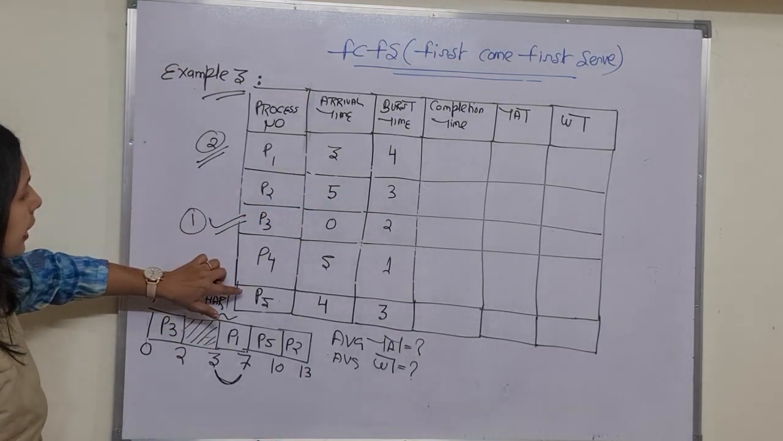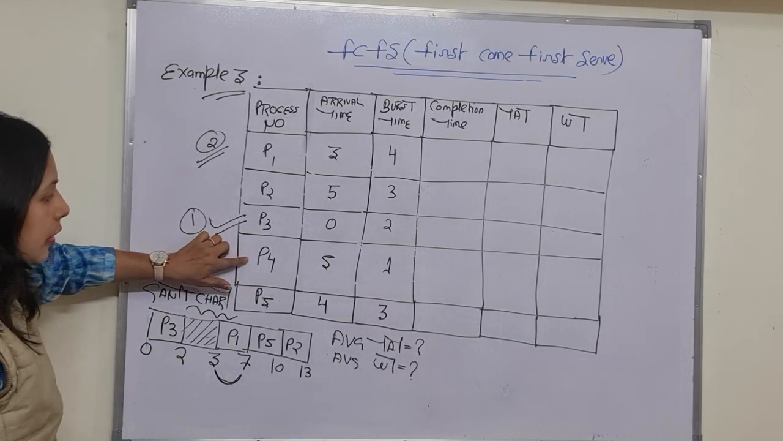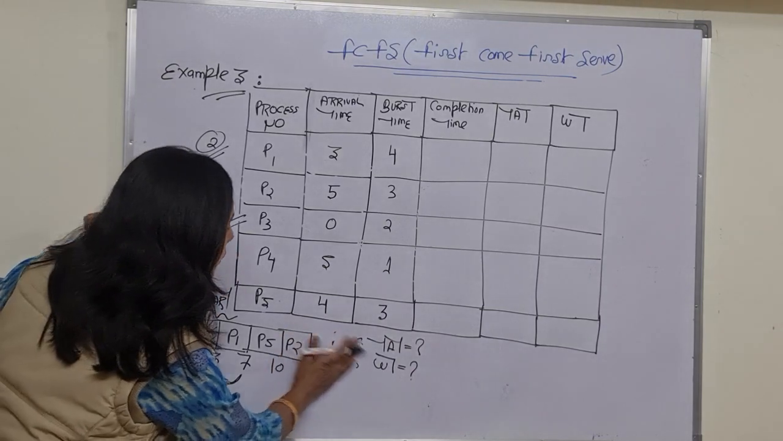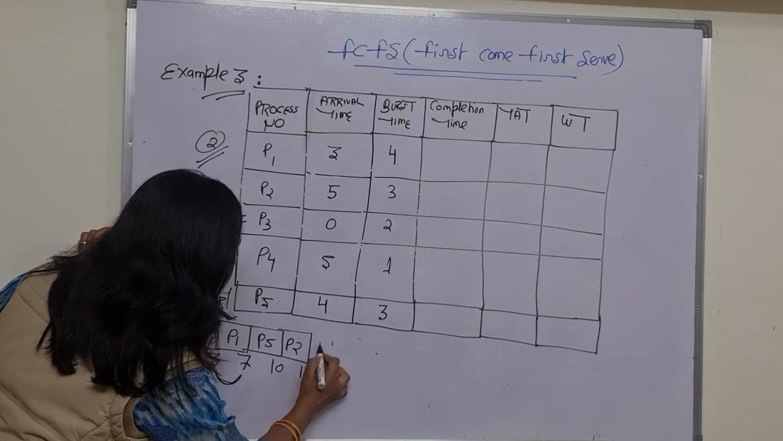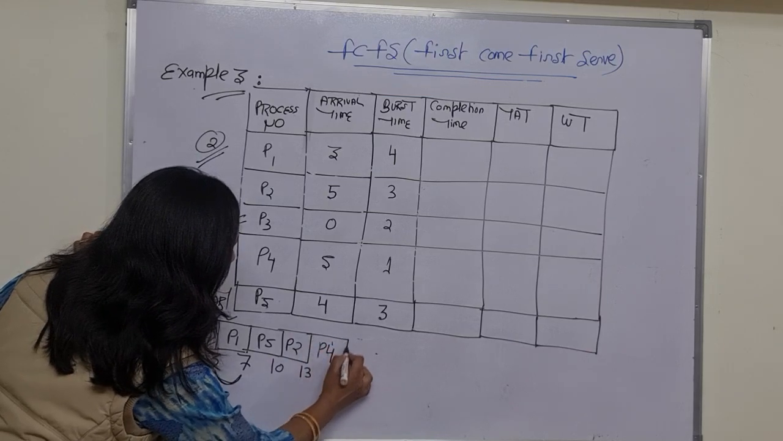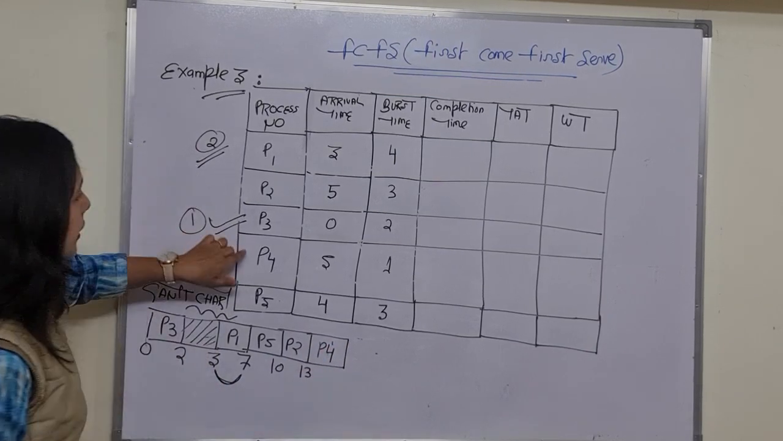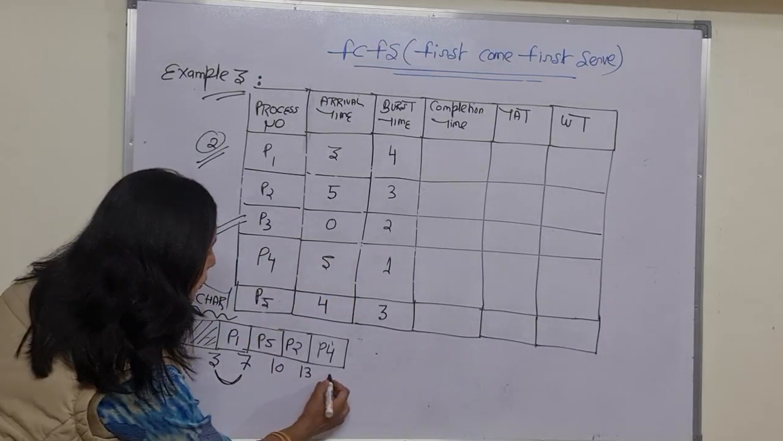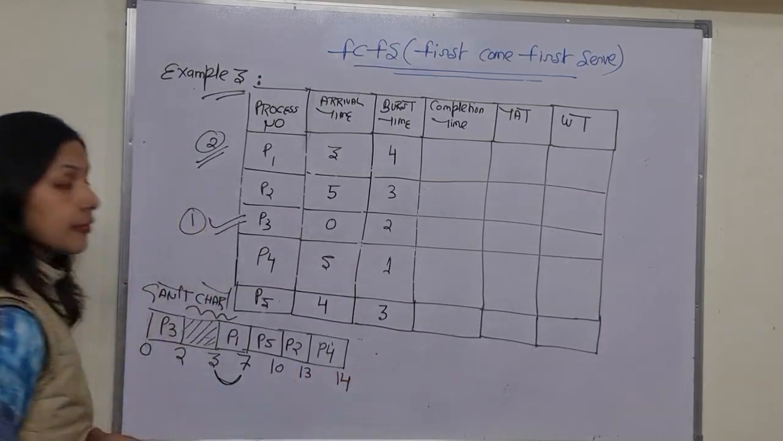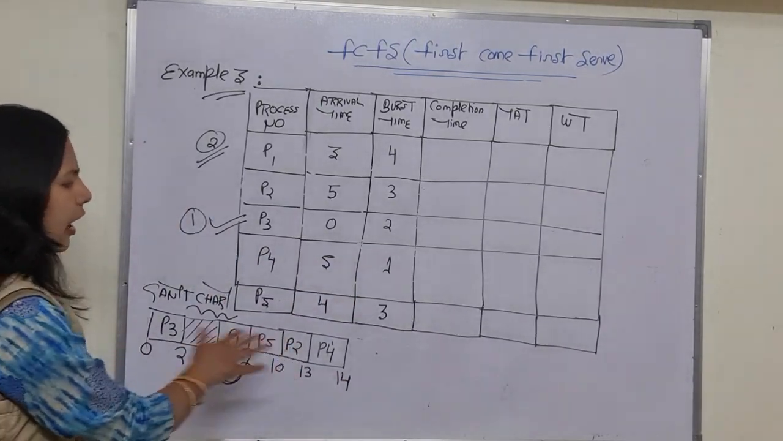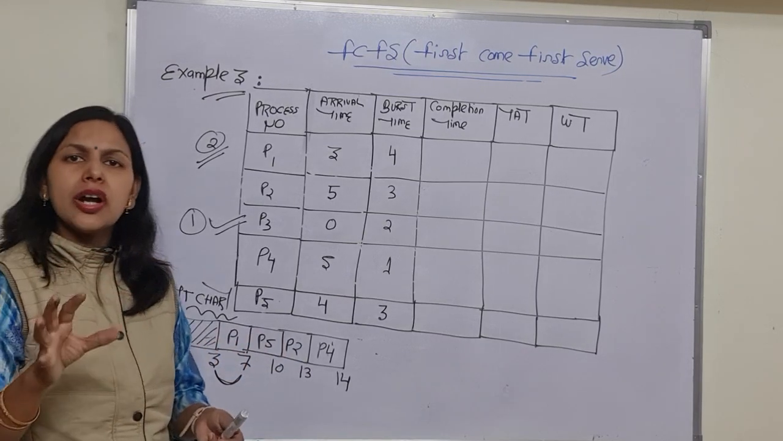After that, we have process P4, right? After that, how much time is it taking? 1. So it would be 14, right? So this is how we would draw the Gantt chart, right?